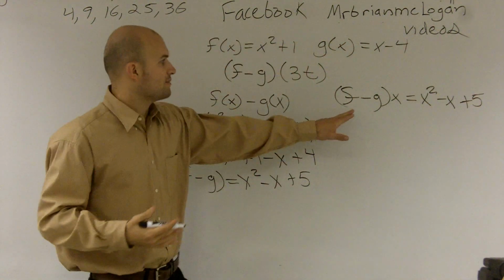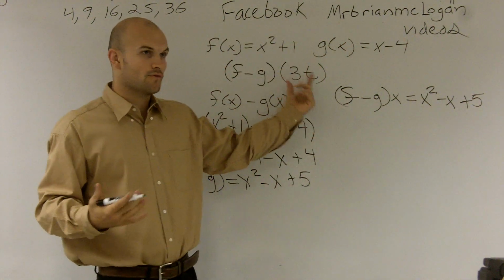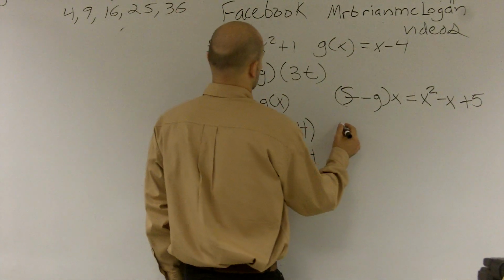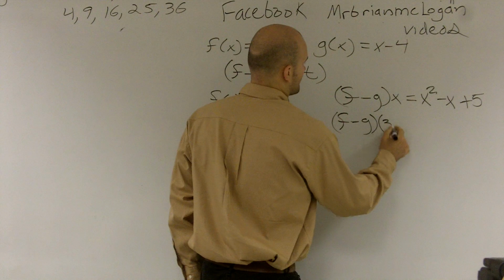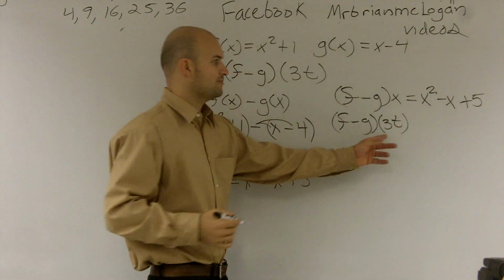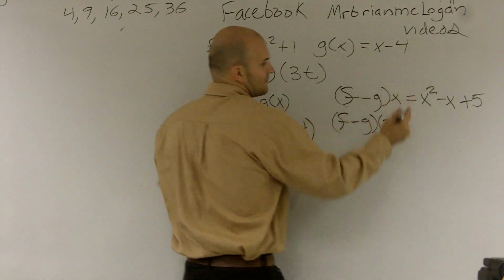Now what they want us to do is evaluate that for 3t. So they say f minus g of 3t. So what I'm going to do is put in a 3t for my x.